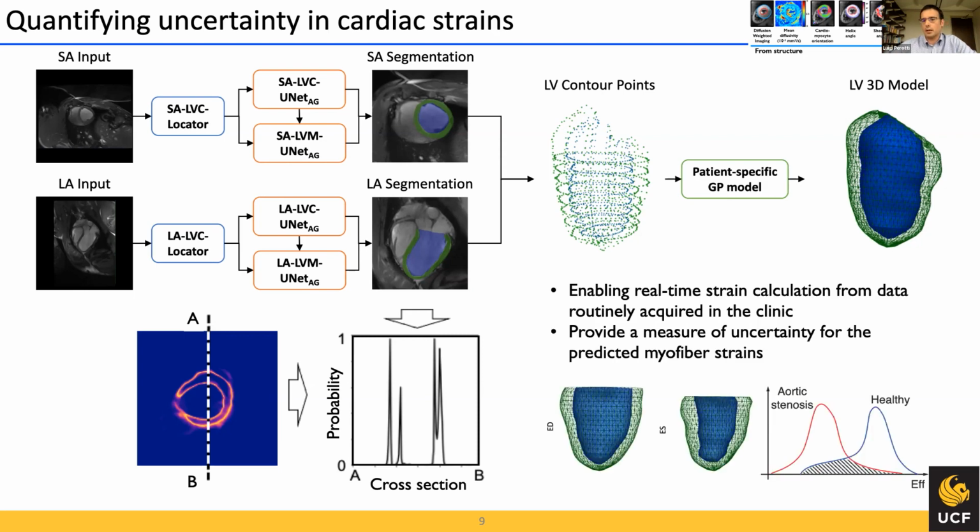So really the goal here in the future is to be able to enable real-time strain calculation from data which is routinely acquired, and then to provide, together with the measure of strain, also a measure of the uncertainty and the confidence interval that comes with this strain. So that's really the direction that we are taking this project with the grant that NSF just funded.